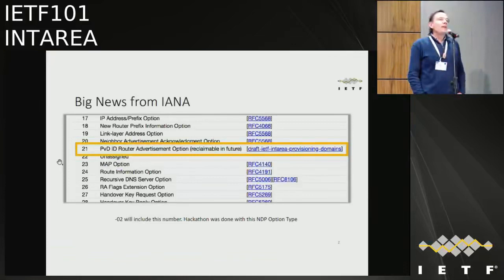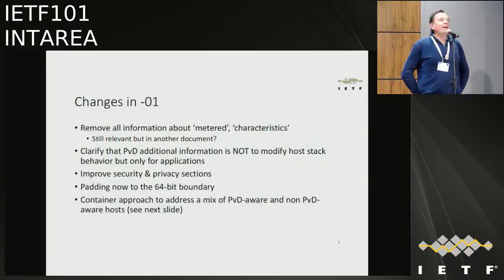It allows us to make multiple implementations of sending and receiving this RA option compatible and make more tests. We use this number 21, and I think it's half an answer, but at least we got the number. Okay, it's late, right? Anyway, we use this number for the hackathon this weekend.